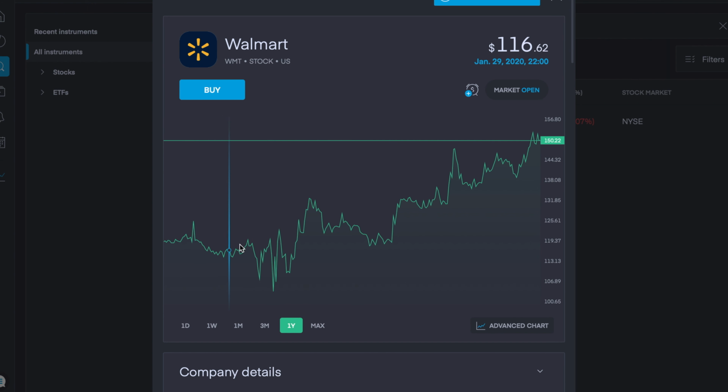Walmart has ticker symbol WMT, and since this time last year, it was about $119. And you can see over the last year, it has gone up quite impressively, and is currently sitting at about $150 per share, which is up 25.85% since this time last year, which is very impressive.